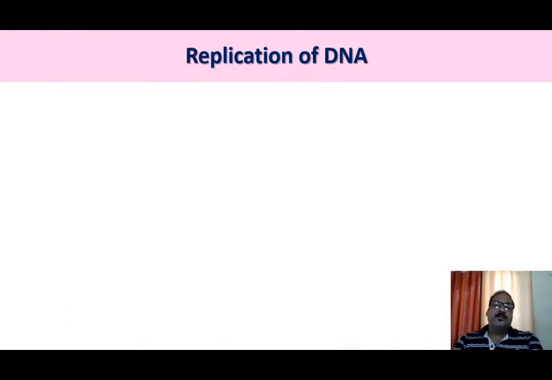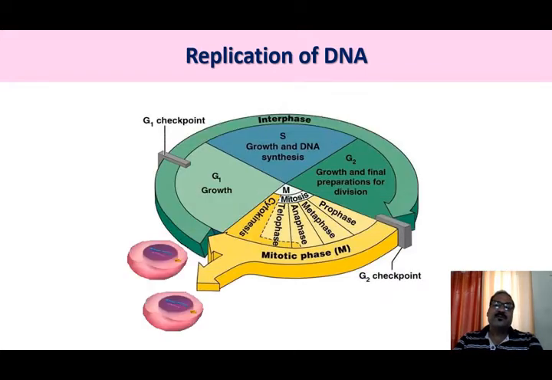So DNA replication is a process by which a parent DNA synthesizes its copy based on complementary pairing. This DNA replication usually occurs during the S phase of interphase, that is just before the cell division. Now during replication, the complementary nucleotides are added on the newly formed strands.